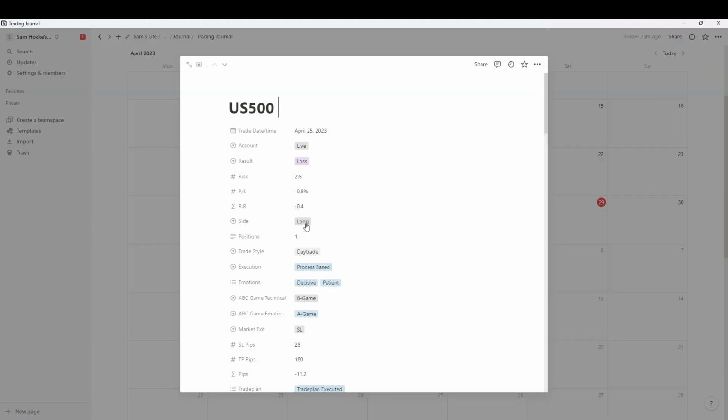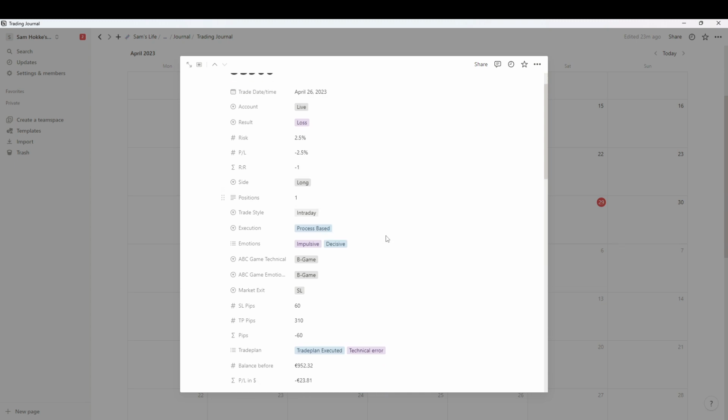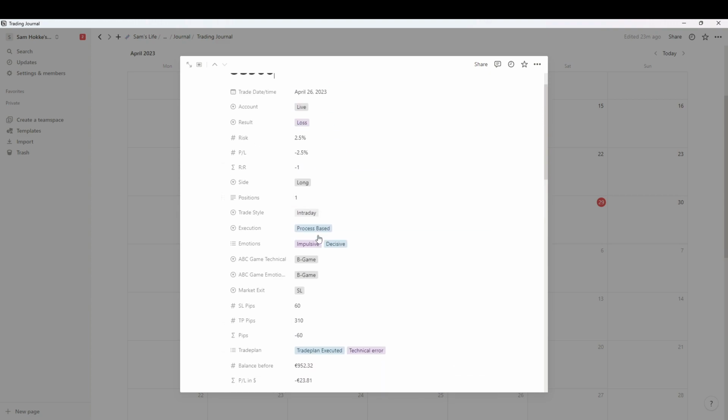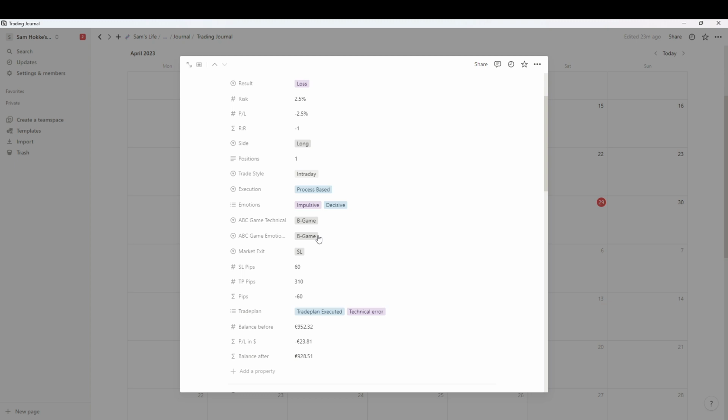So over here I had a minus 0.8 loss, and it's been a rough week for me, looking at the results only, because I have here another loss of minus 2.5%, so minus 3.3 down for the week. But to be honest, you shouldn't be looking at that. Just look at how you manage your risk, and just do it over and over and over again, and try to go into high probability trades.